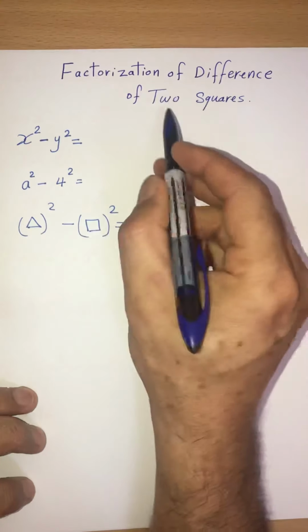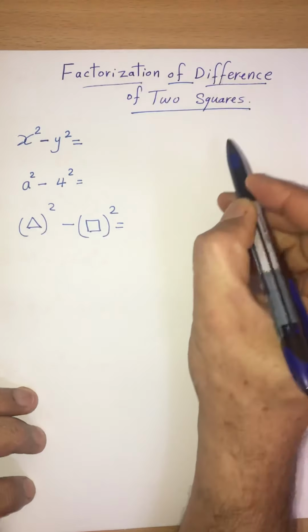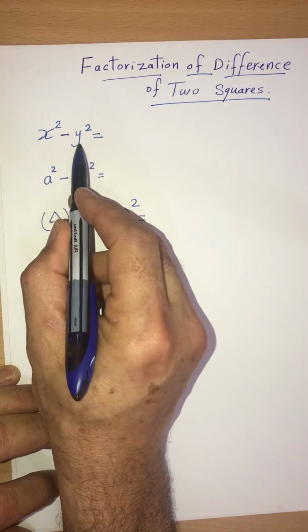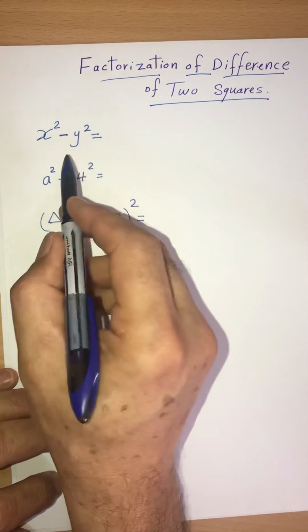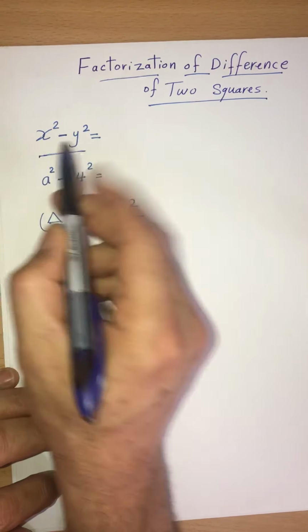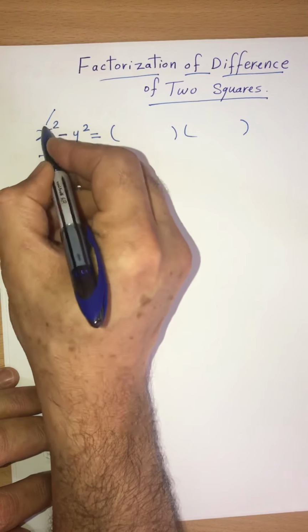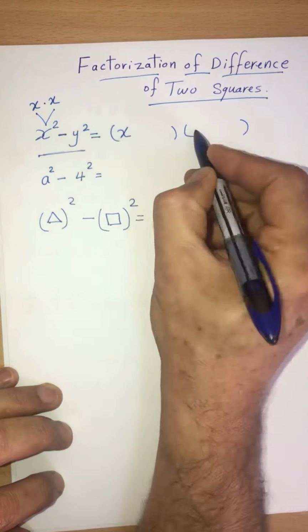Factorization of difference of two squares. Today we will factor the algebraic expression in the form x squared minus y squared over the set of real numbers. For the factorization of this expression, you just write double brackets. You factor x squared. Each of us knows x squared is x times x. Just write one x here and one x here.